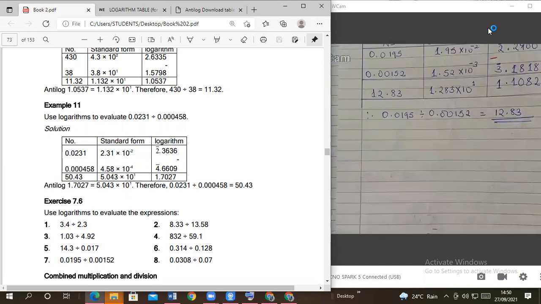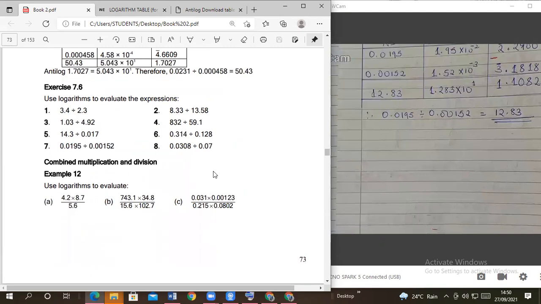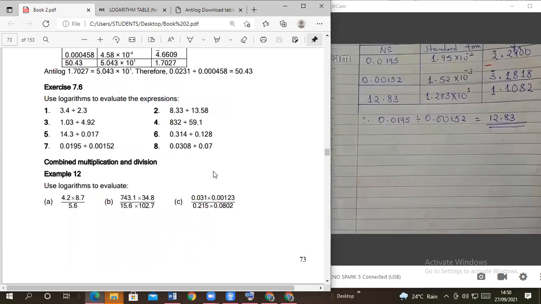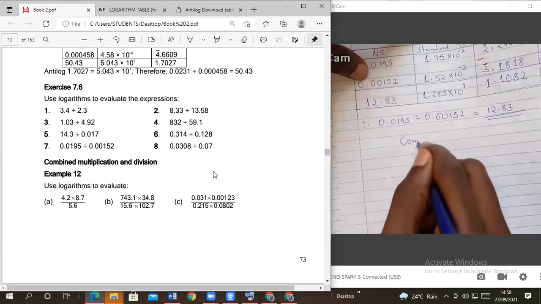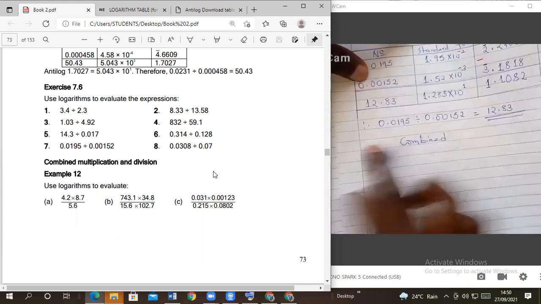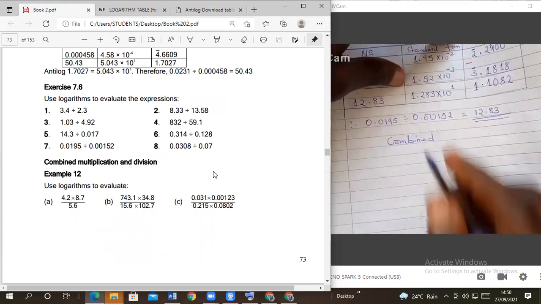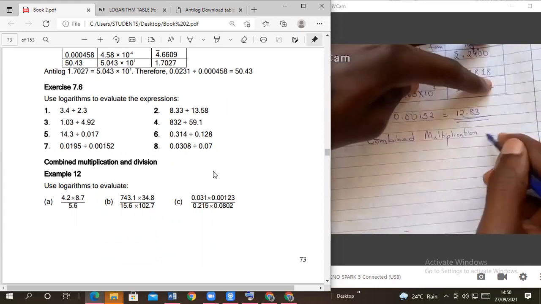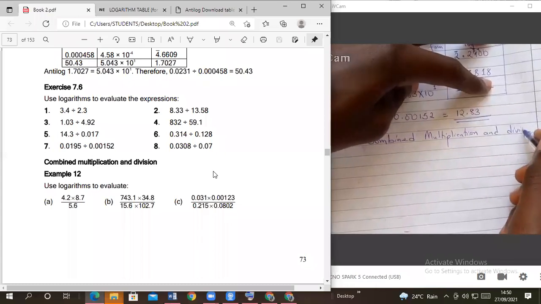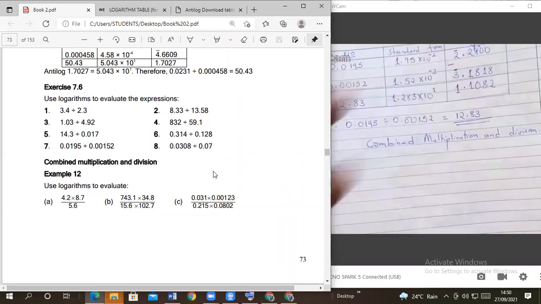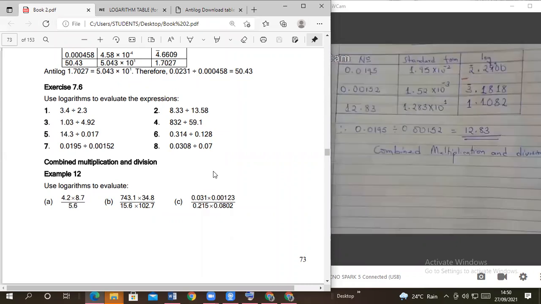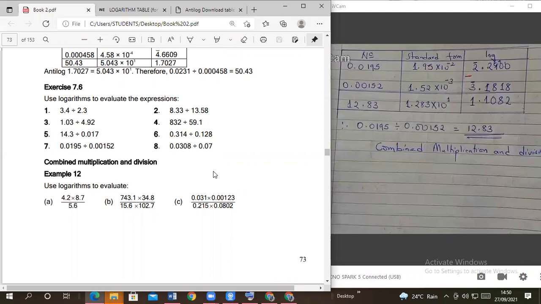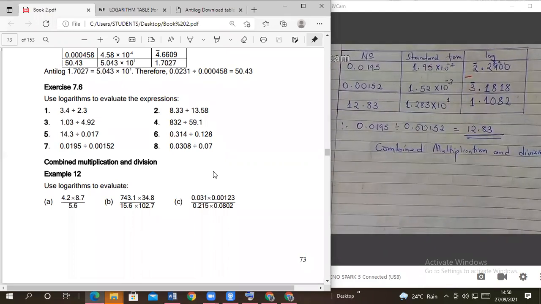Yes. Now let's look at combined operations, combined application. When all of them are combined together, how do we work it out? Combined multiplication and division. So how do you deal with them when we have both multiplication and division? Members, the rules remain the same.